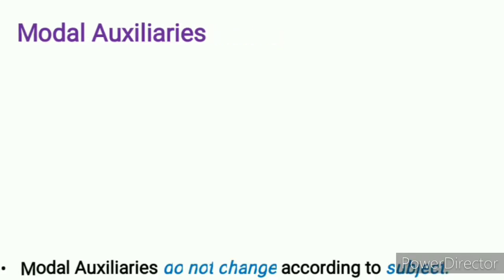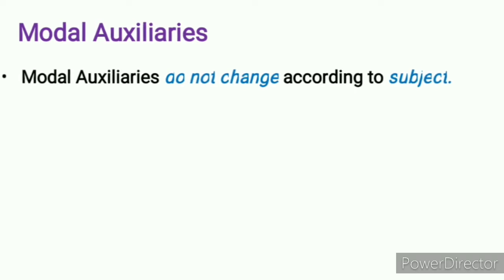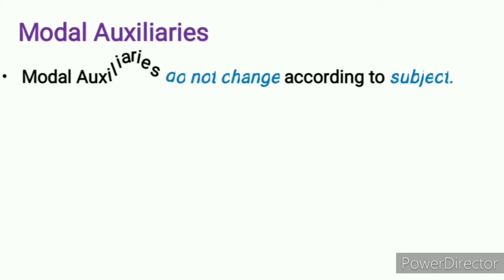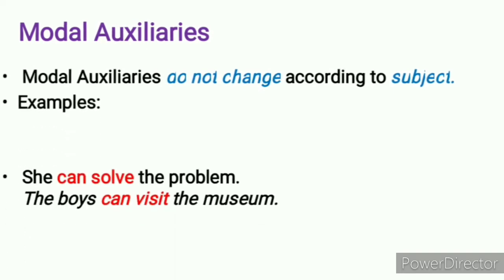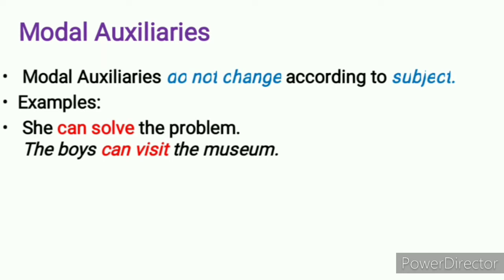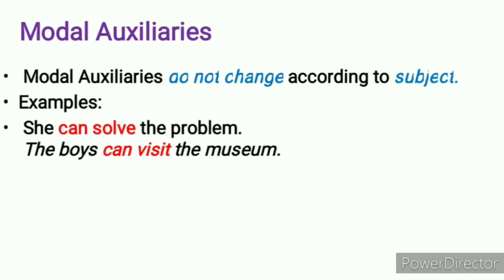And what is modal auxiliaries? Modal auxiliaries do not change according to the number of a subject. Modal auxiliaries remain the same for the singular subject as well as for plural subject. And so, let us see the examples. She can solve the problems. The boys can visit the museum. In the first sentence, the subject she is singular. We have made use of can. In the second sentence, the boys is plural, though we have made use of can.